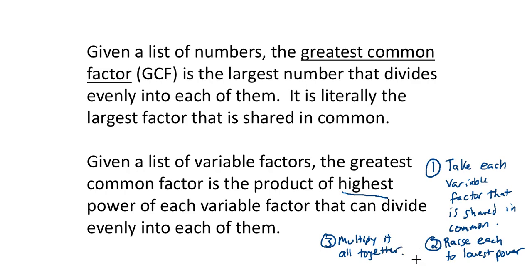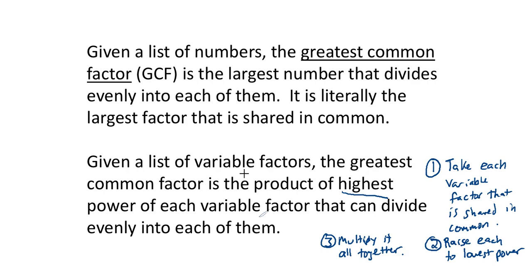So you really treat the numbers and the variables separately. You find the greatest common factor of the numbers first, then you find the greatest common factor of the variables, and then you put the two together. So take each variable factor that is shared in common, raise each one to the lowest power that occurs, because that is the highest power that divides evenly into each of them, and then multiply it all together. So that satisfies this description. I think the description is probably technically correct, but just really hard to process. It's not worded very well.